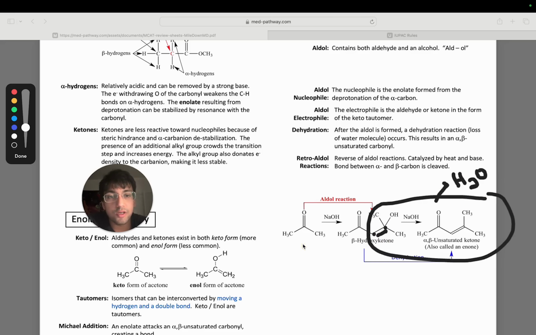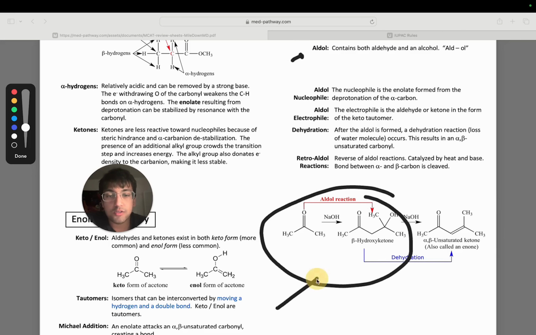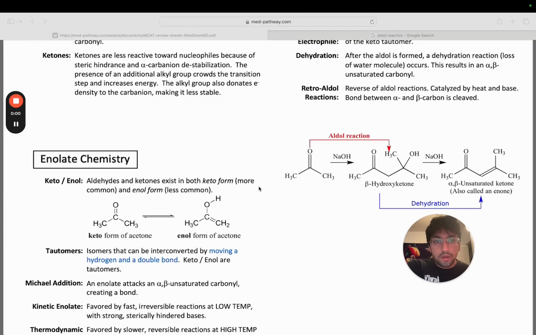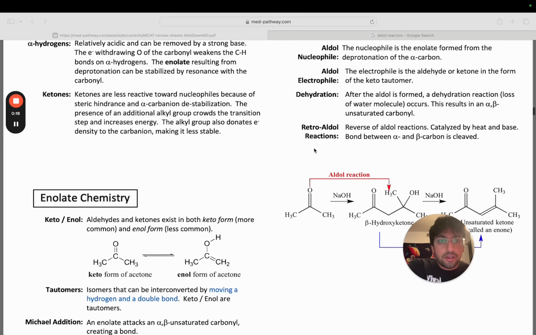That's the dehydration reaction. Now let's look at the aldol reaction like we were talking about up here. What's happening over here? And again, this is very high yield for MCAT Orgo. All right, so what's happening over here is that this aldol reaction is essentially happening with this base component available. And so what's going to happen is that this base, remember I told you how aldols can act as both nucleophiles and electrophiles, and the nucleophile is the enolate formed by deprotonation of the alpha carbon, and then the electrophile is in the form of the keto tautomer. So basically what's happening, and I'm going to show you a Google image that'll explain this really well, is that this base is going to deprotonate this carbon over here.